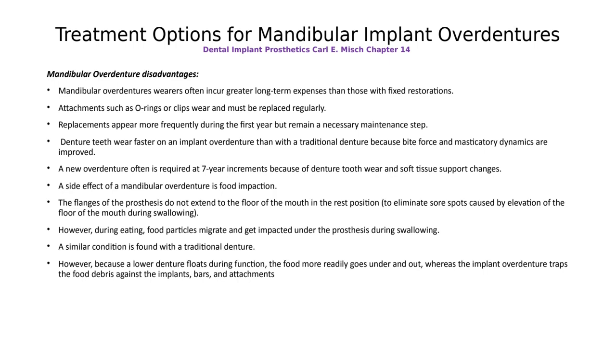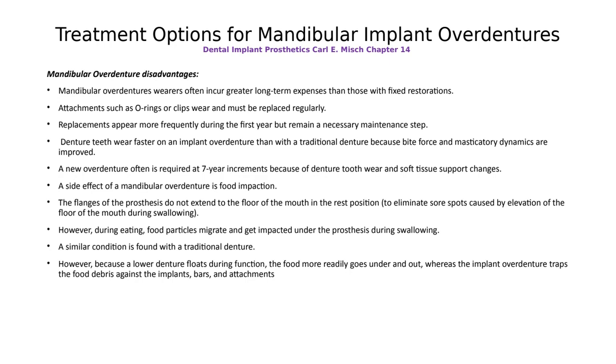Denture teeth wear faster than fixed restorations. In the fixed restoration, we're talking about zirconia in most cases, which is a very strong material, versus denture teeth, which are plastic, acrylic. A new overdenture is often required at 7-year increments because of denture teeth wear and soft tissue changes. And that's true. The soft tissue always resorbs or shrinks, leaving more space between the denture and the bar. So the overdenture needs to be redone.